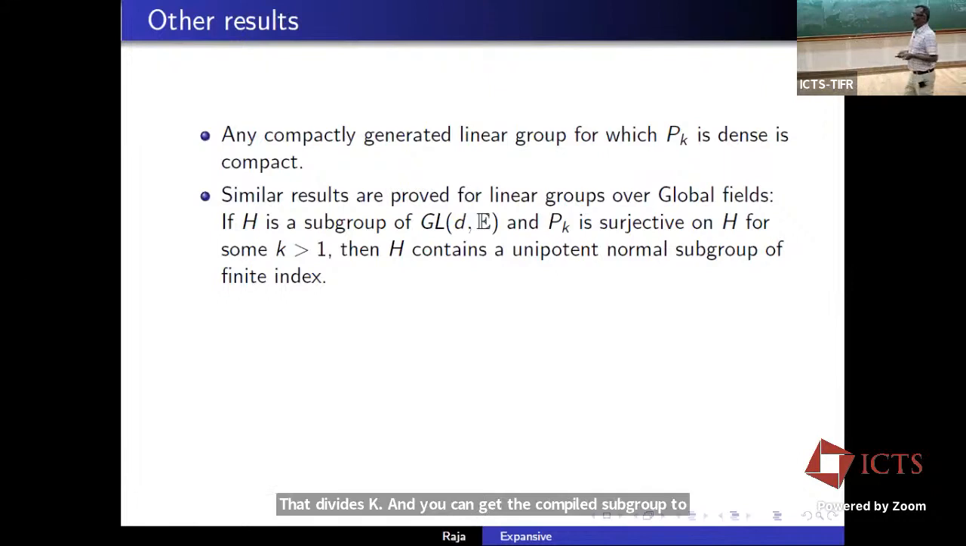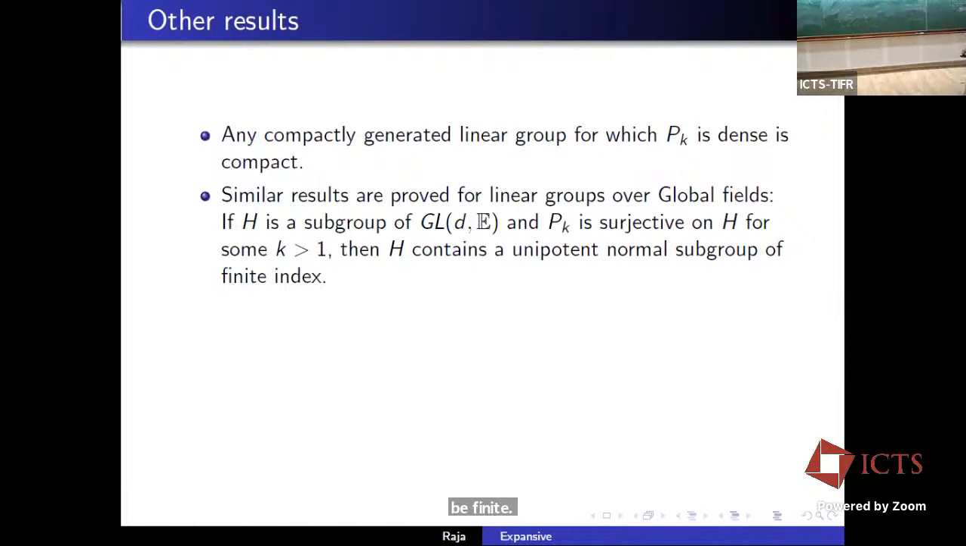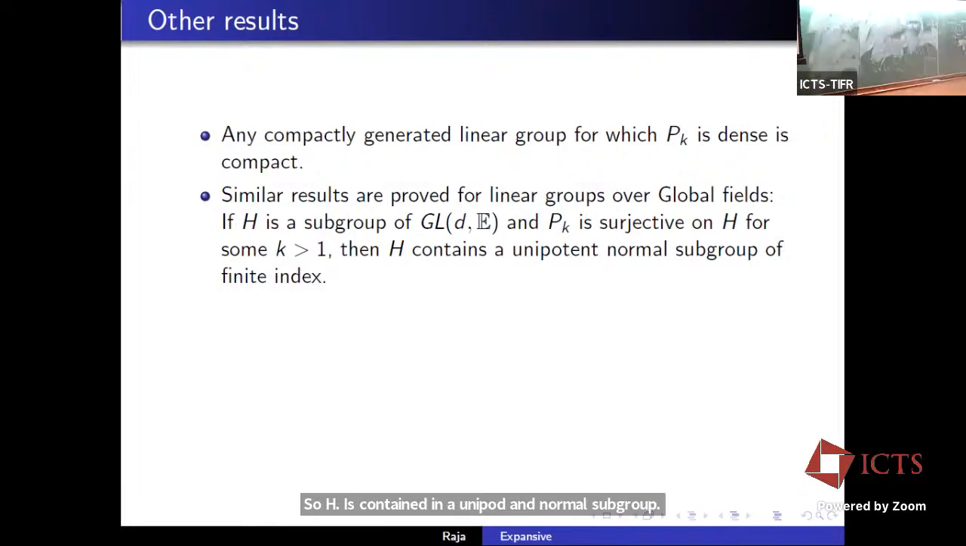So H is contained in a unipotent normal subgroup. Various other results similar to what we have seen for algebraic groups, and other general results, can be proved for subgroups, linear groups over global fields also.